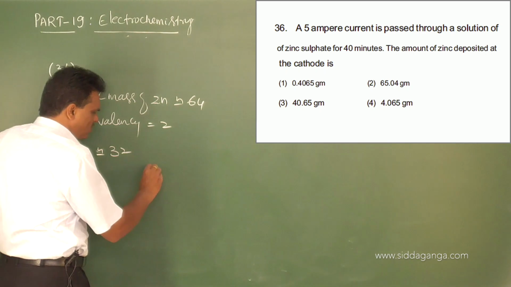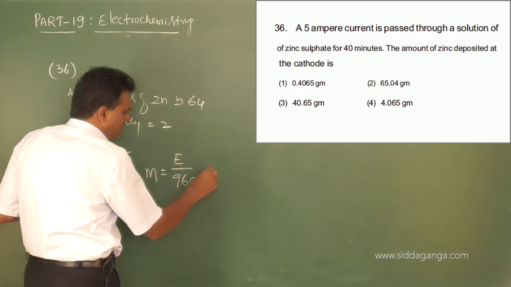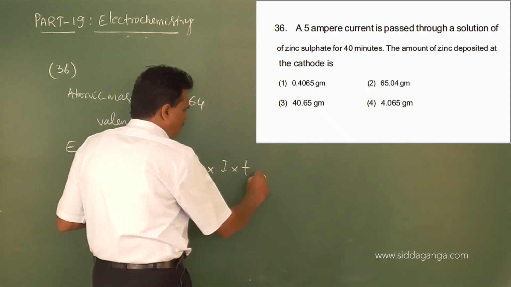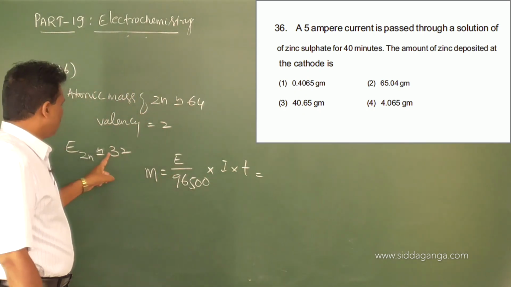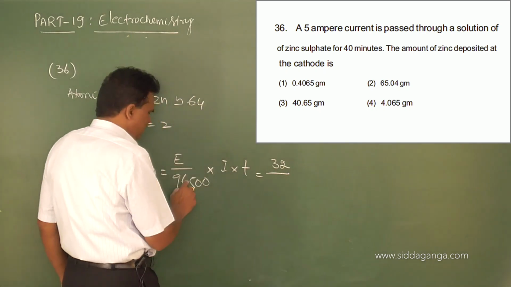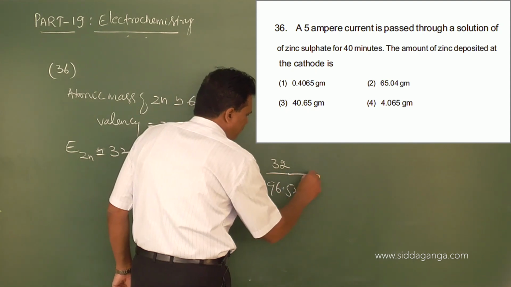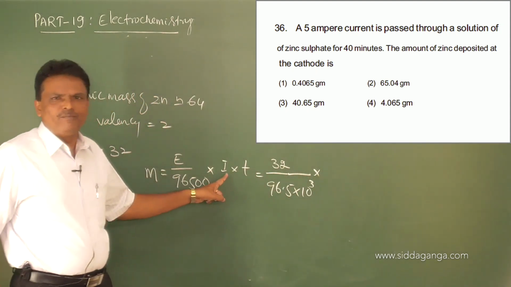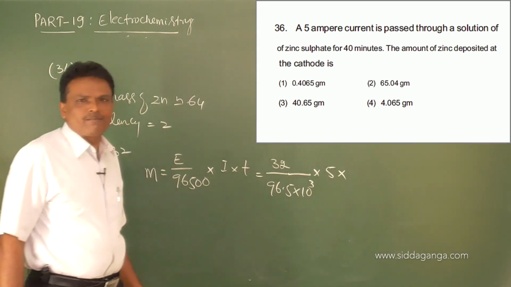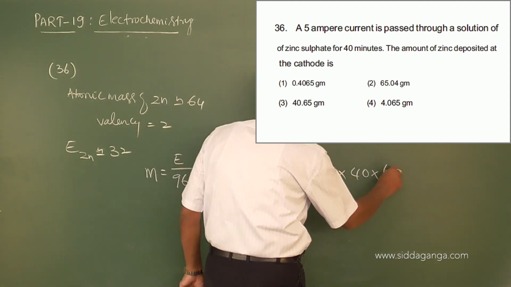M is equal to E divided by 96,500 into I into T. This is also equal to the equivalent mass, approximately 32, divided by 96.5 into 10 to the power of 3, into the I value 5 amperes. So for 40 minutes, it is 40 into 60.